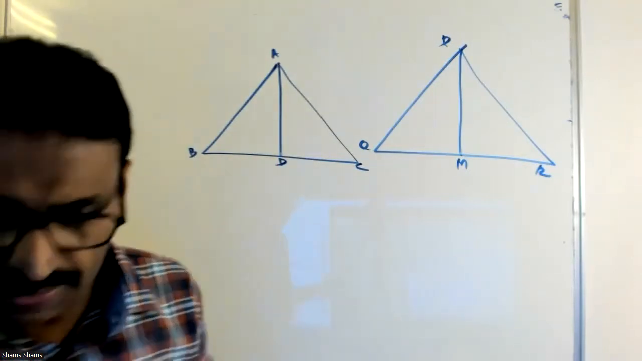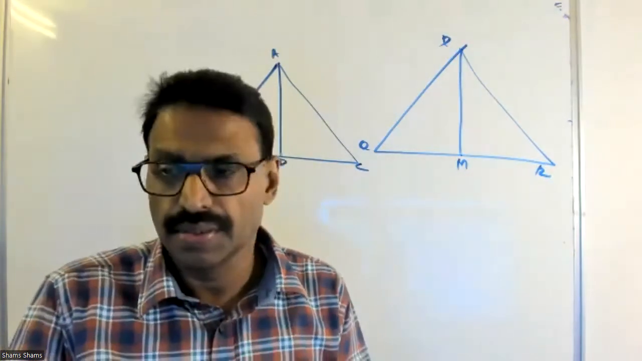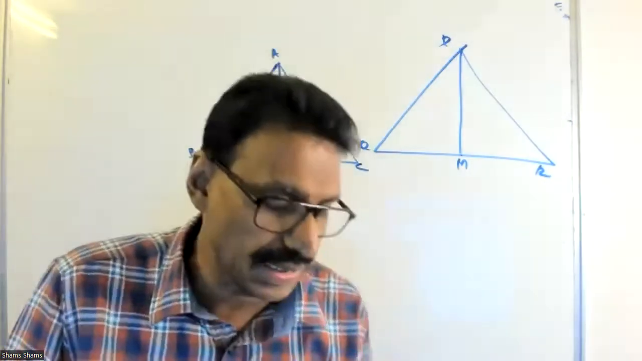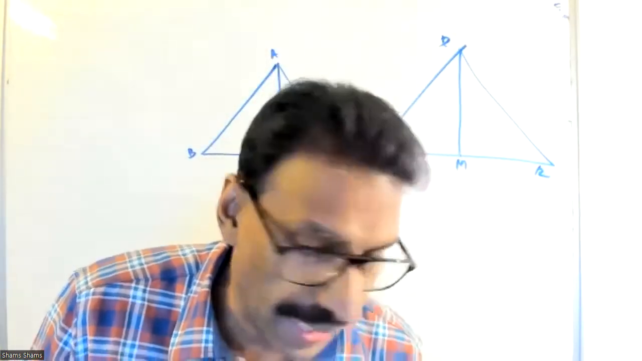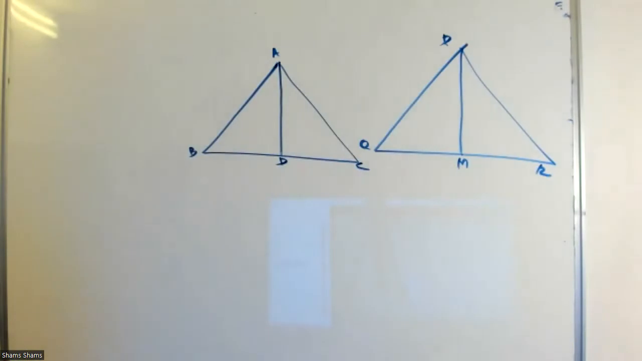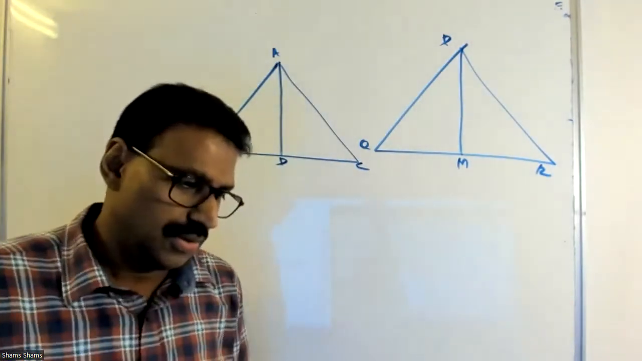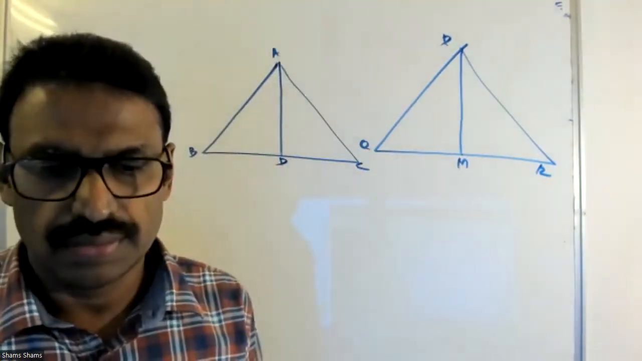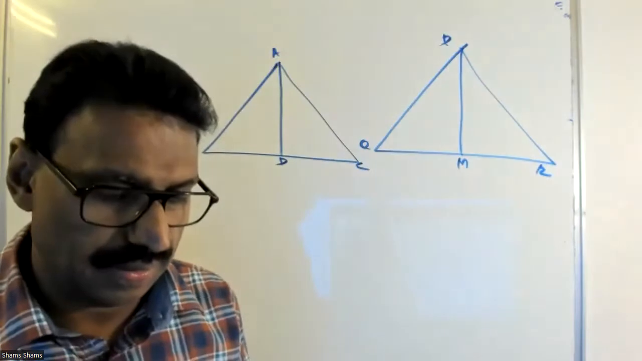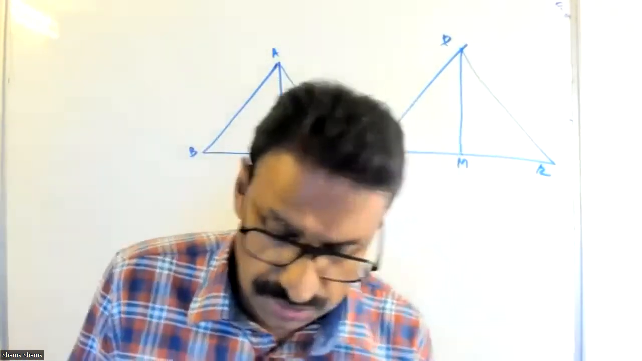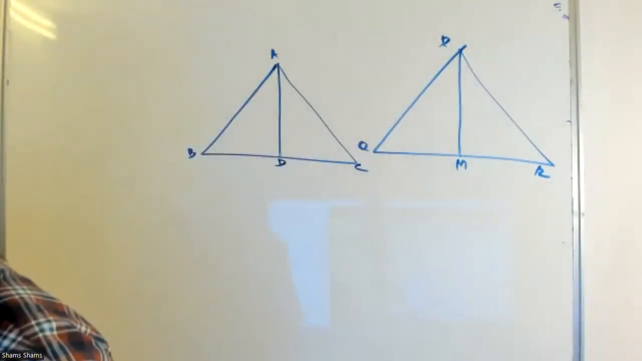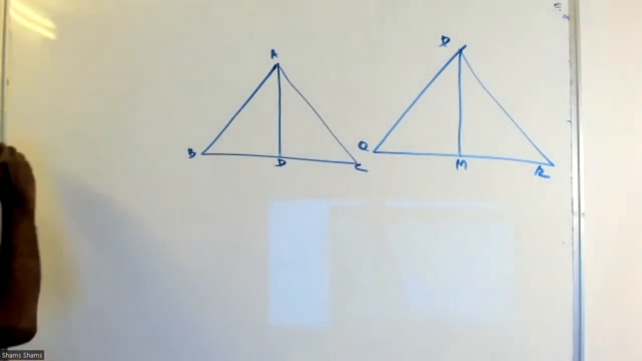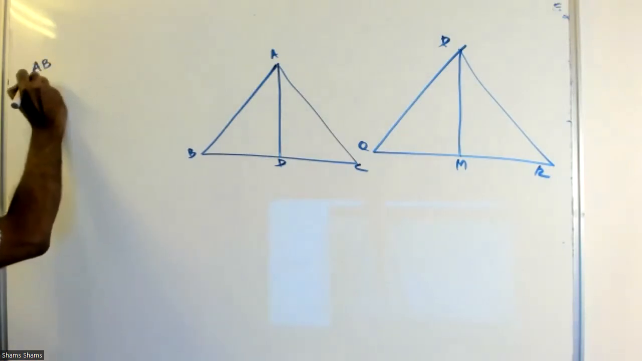Yes. Okay, then write that. This is another way this question can be asked. Two sides and a median bisecting the third side of a triangle are respectively proportional to another triangle, then the triangles are similar.